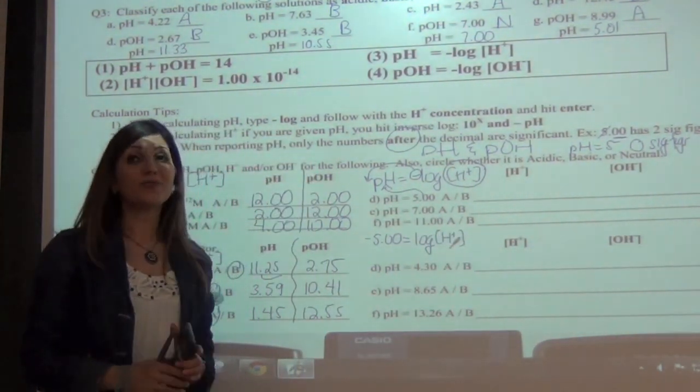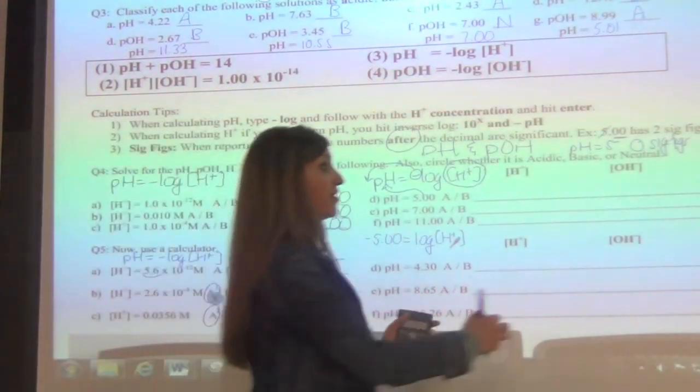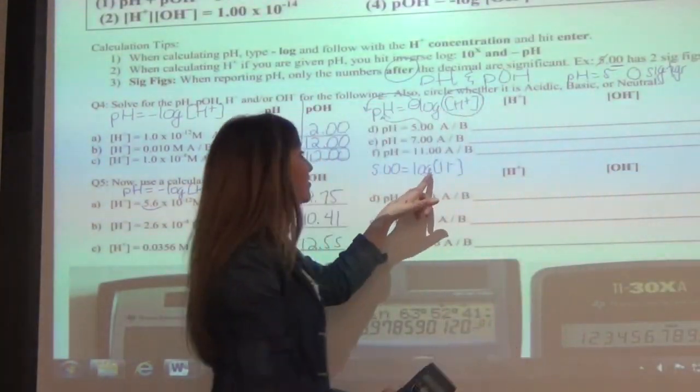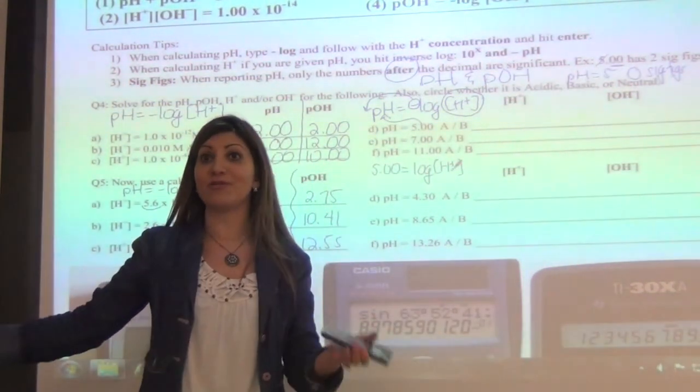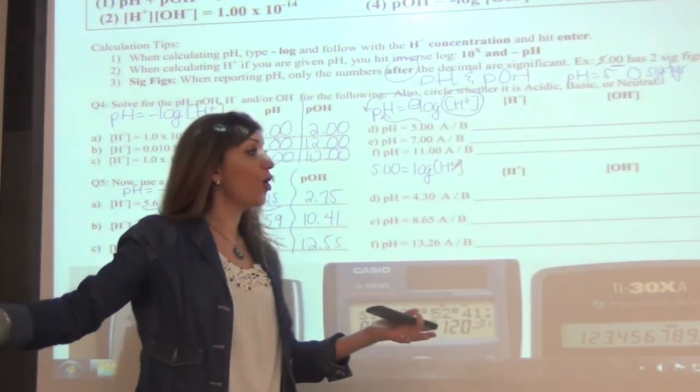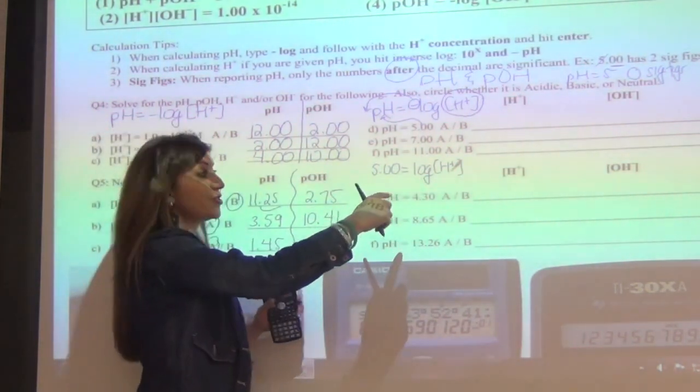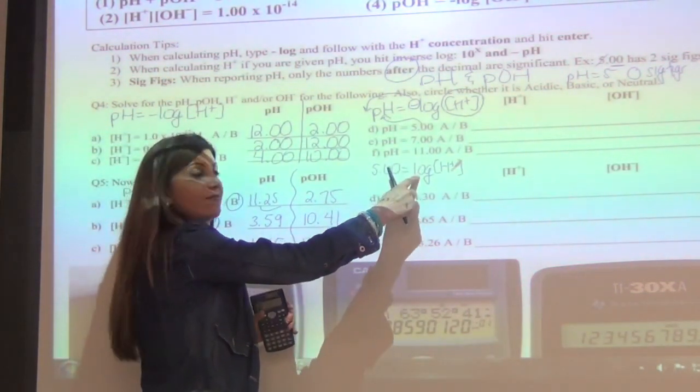Now, you want H plus alone. And most of you may be thinking, well, all I need to do is divide by log on both sides. Is that the correct thing to do? Do you divide by log on both sides? No. No, you don't divide by log on both sides. What do you have to do? Instead, you have to inverse log.